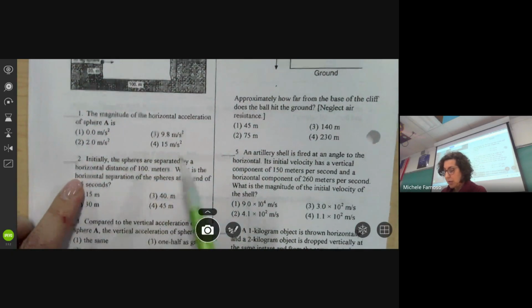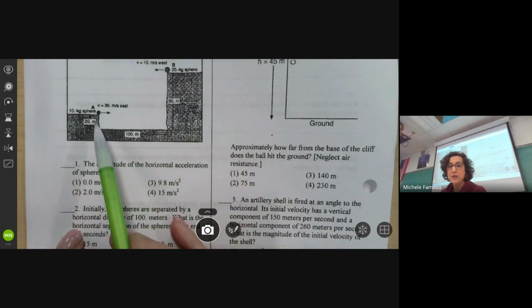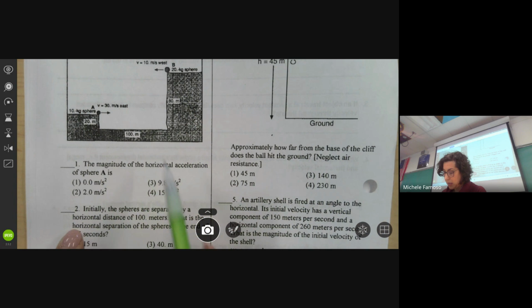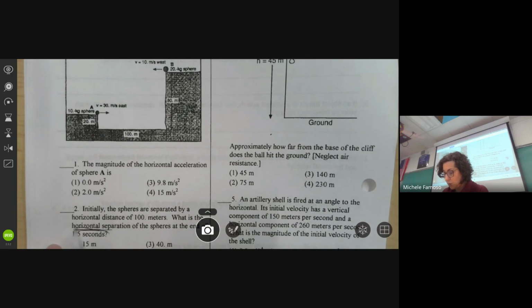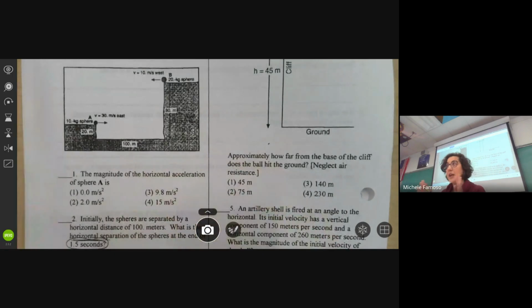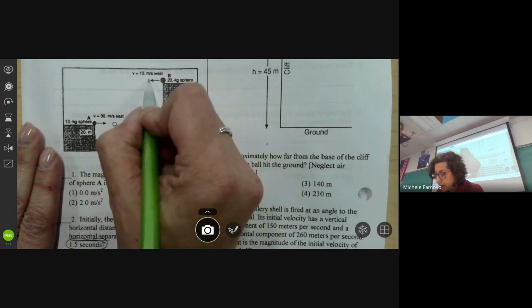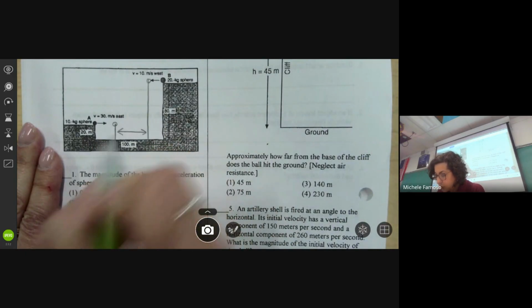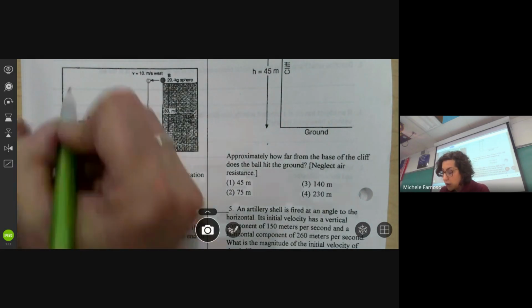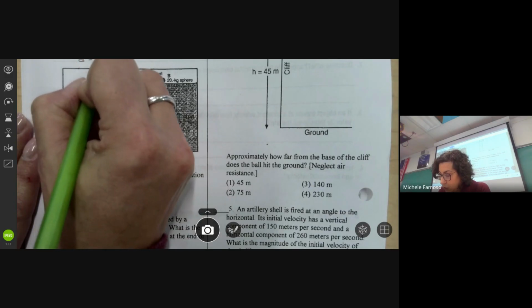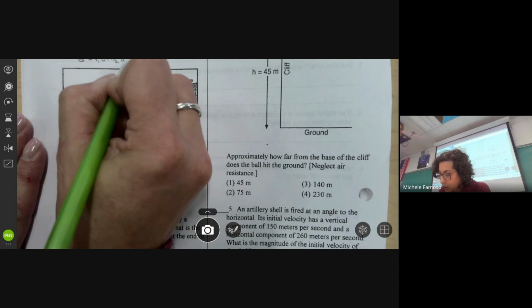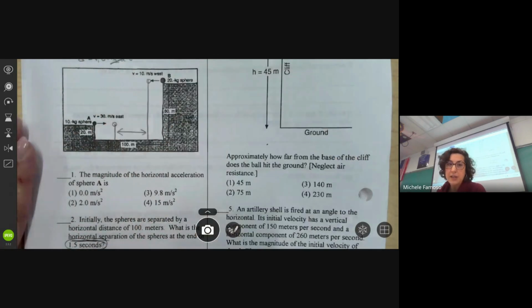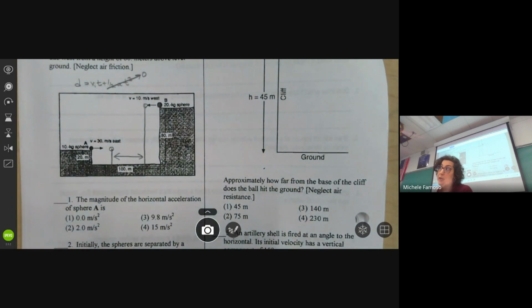It says in number 2 that in this diagram, and we can see this here, the spheres start off 100 meters apart. I want to know what is the horizontal separation of the spheres at the end of 1.5 seconds. So if I think no gravity, that's our horizontal direction, this projectile will end up here, this one will end up here. And I want to know how far apart are those two locations. In the horizontal direction, we can use this equation to figure out how each of them moves, but the 1/2 a t² term is going to drop out because the a is 0.